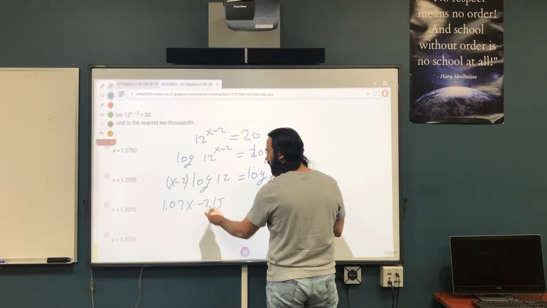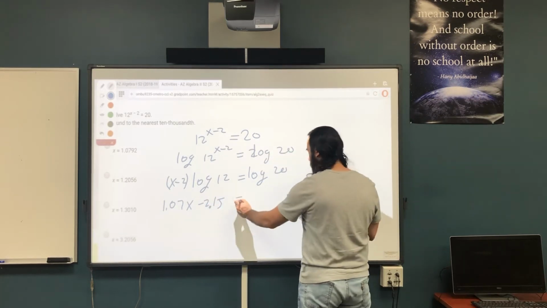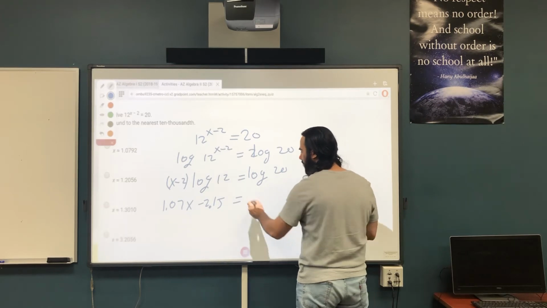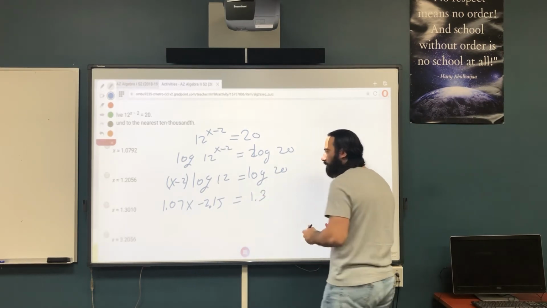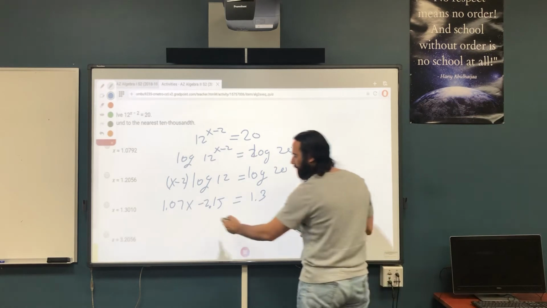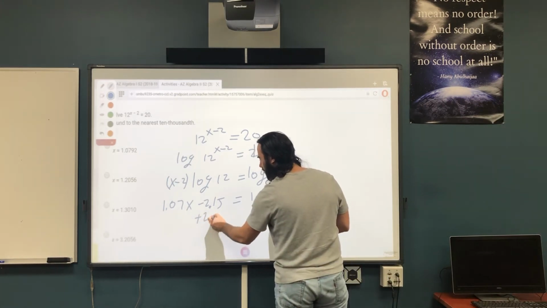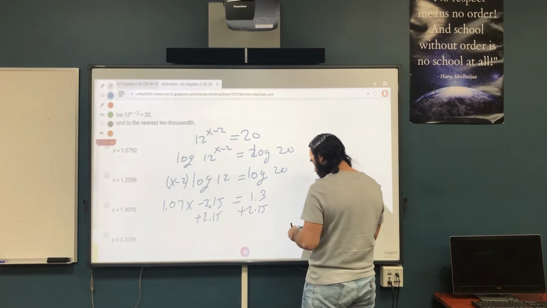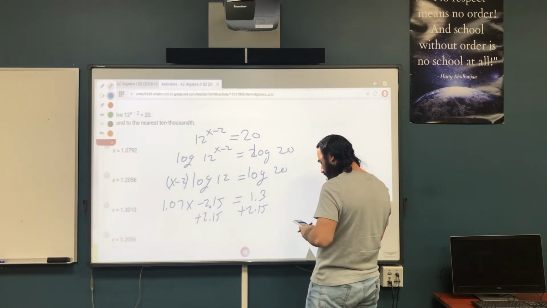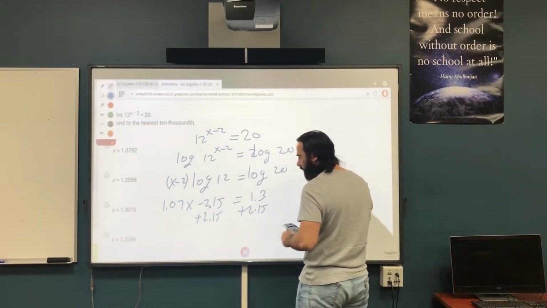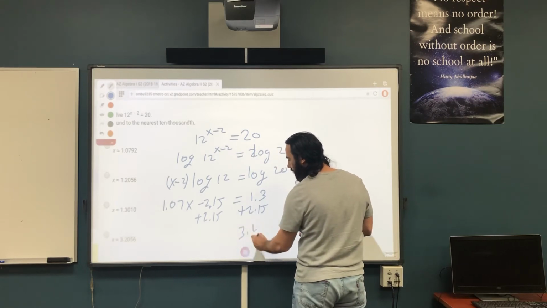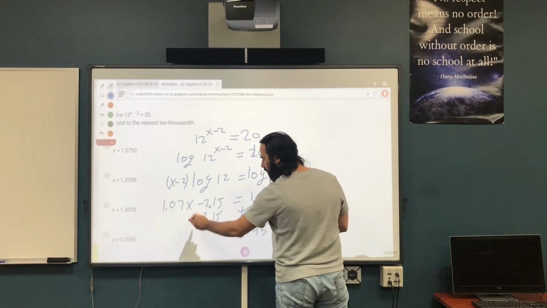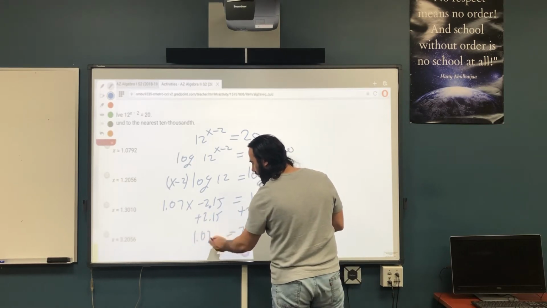Minus 2.15 equals log 20. Log 20 is 1.3. Now, of course, we add 2.15 so we can isolate x. So plus 2.15, it's going to be about 3.45, equals 1.07x.